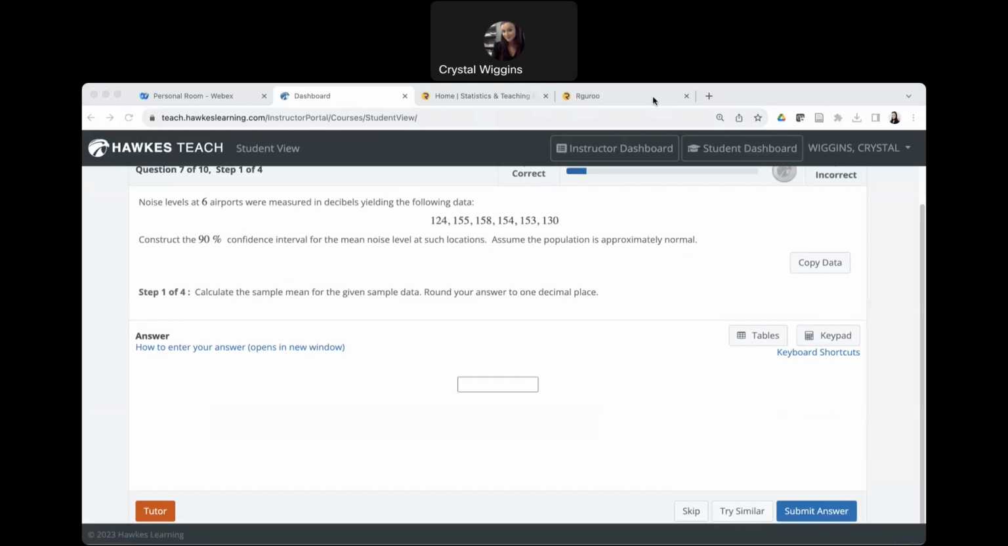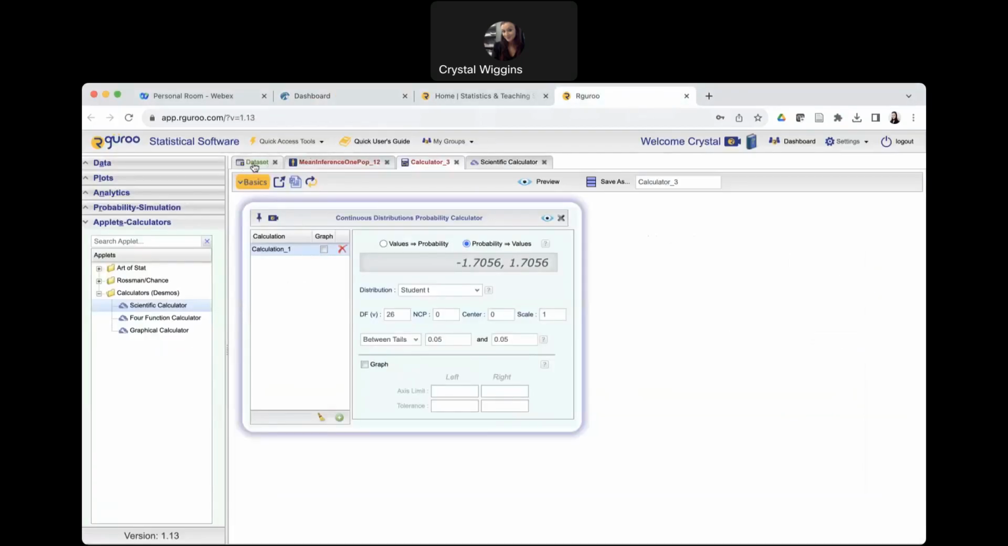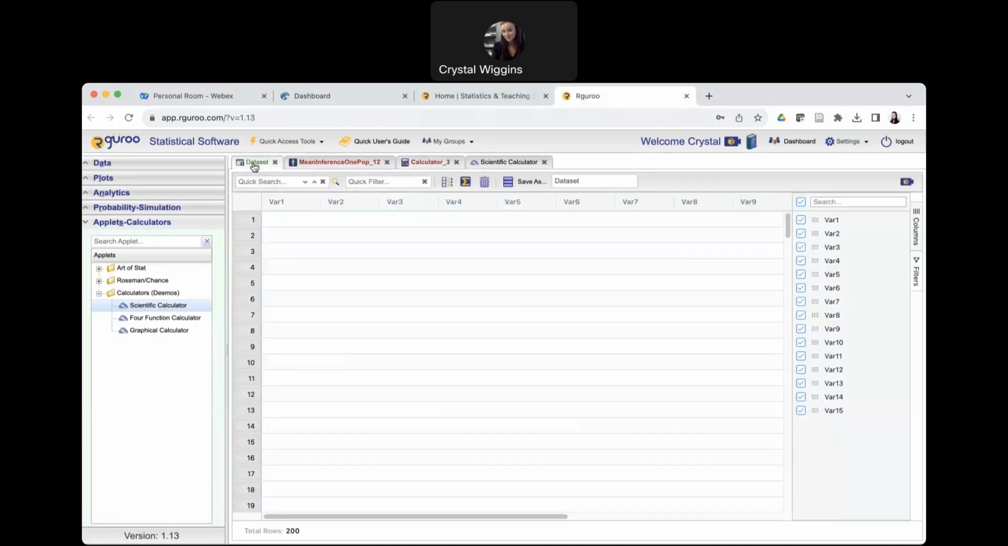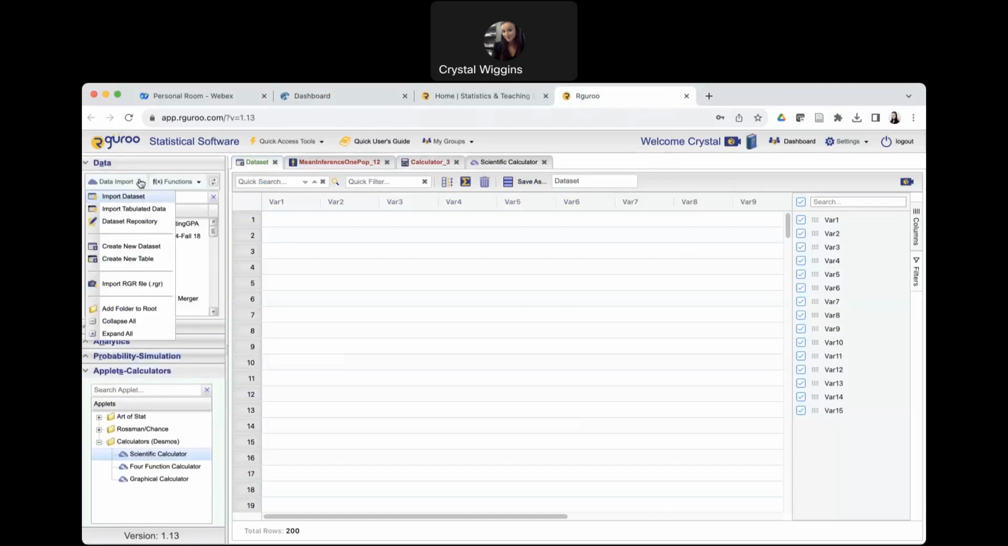That's always difficult when copying. Okay, I'm going to head back over here to this very first tab that was open when I first signed into Rguroo, my data set editor. If that tab is no longer open for you, remember you can get it by going to Data, Data Import, and creating a new data set. So that's how you can get this data set editor back open if you had closed it out in the beginning.